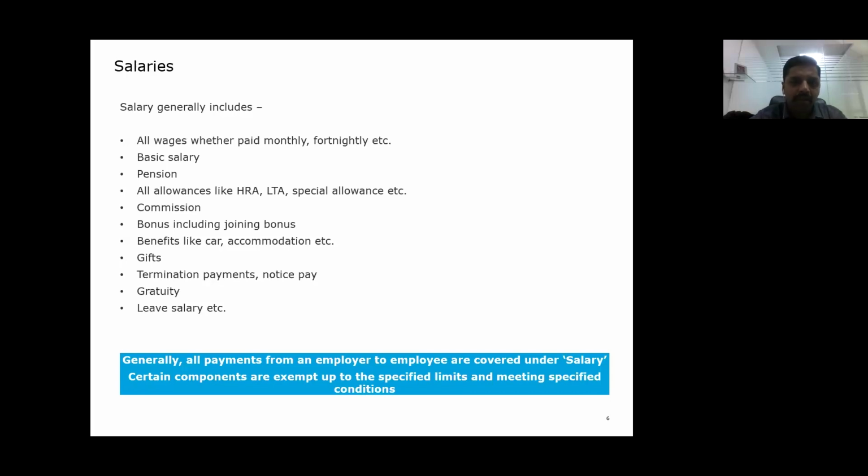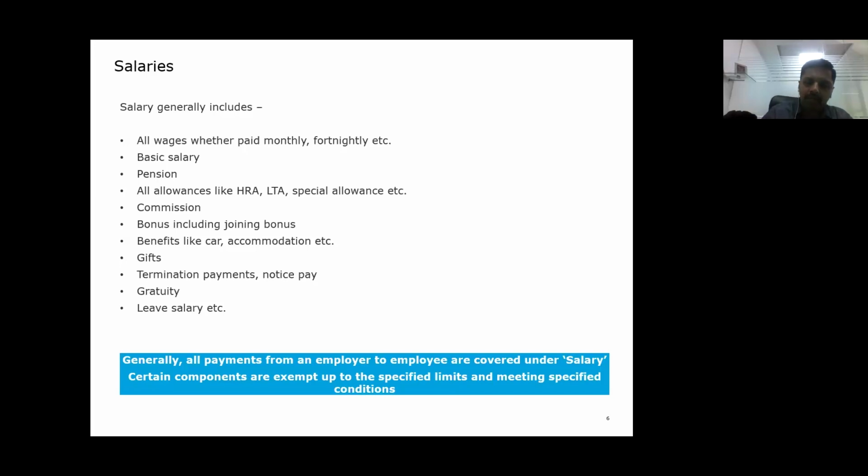So generally what is excluded? I do not see any item which is excluded from the definition of salary. When there is an employer-employee relationship, and the employer is paying something to the employee as remuneration or as a consequence of his services, then it is termed as salary. Of course, certain components are exempt to the extent specified, because limits are there for the exemptions, and there are also several conditions to be satisfied depending on the allowance, perquisite or exemption which has been defined.